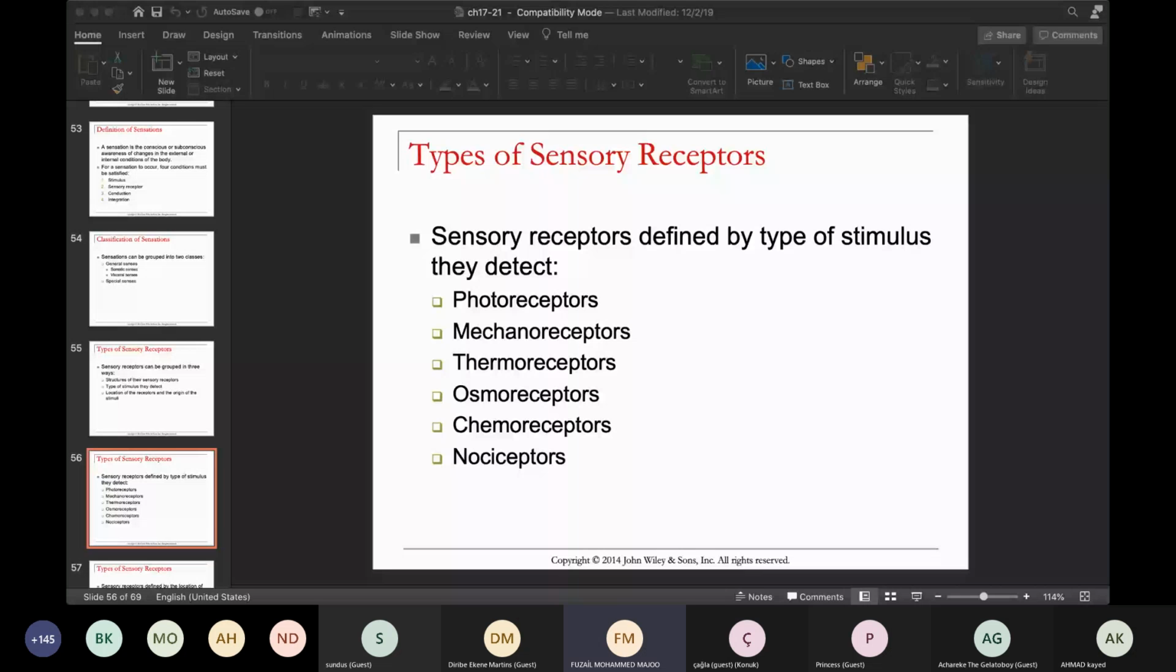Light, very good, Emmanuel. So photoreceptors detect light. The next on the list are mechanoreceptors.